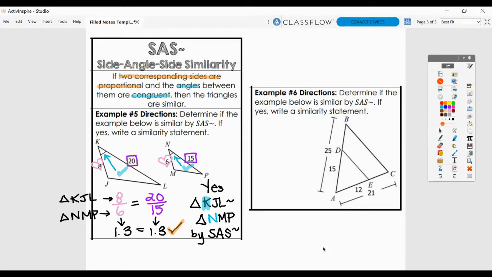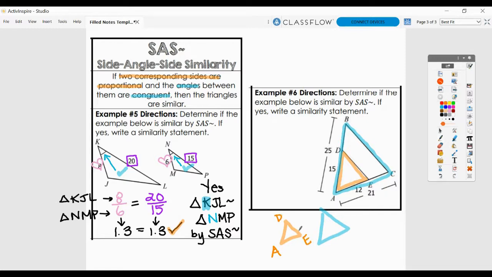In example number 6, we have to determine if the example below is similar by side angle side similarity, and if yes, we're going to write that similarity statement. So some might be wondering where the two triangles are. One is here, ADE, and my other one is ABC, the whole triangle there. That's where I get my two triangles. So I'm going to go ahead and take them outside of each other and mark their sides.